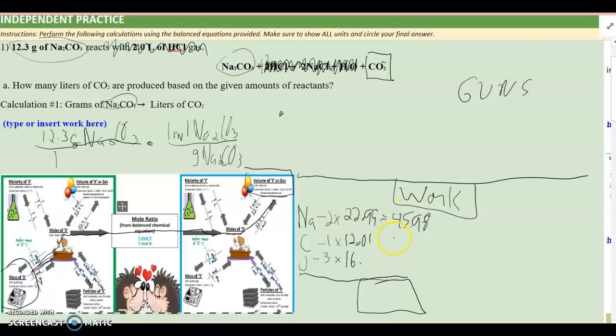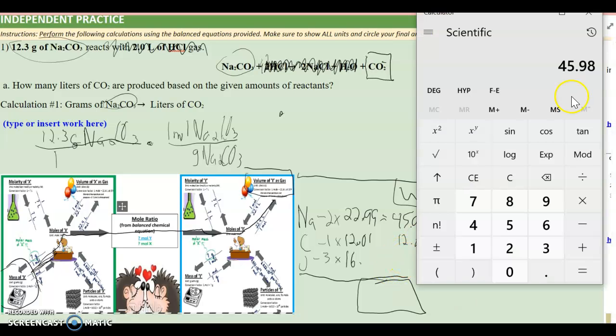Alright, 1 times 12 is just 12. And then 16 times 3, let's get my calculator back up. Clear everything. 16 times 3. 48. Alright, so I got 48.